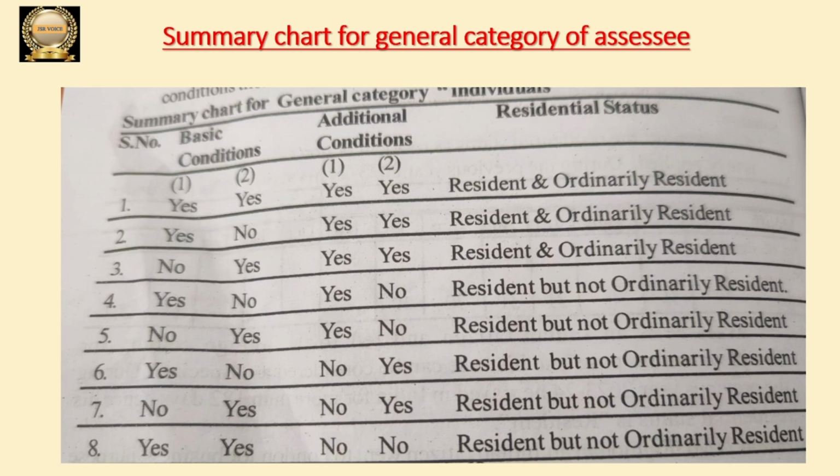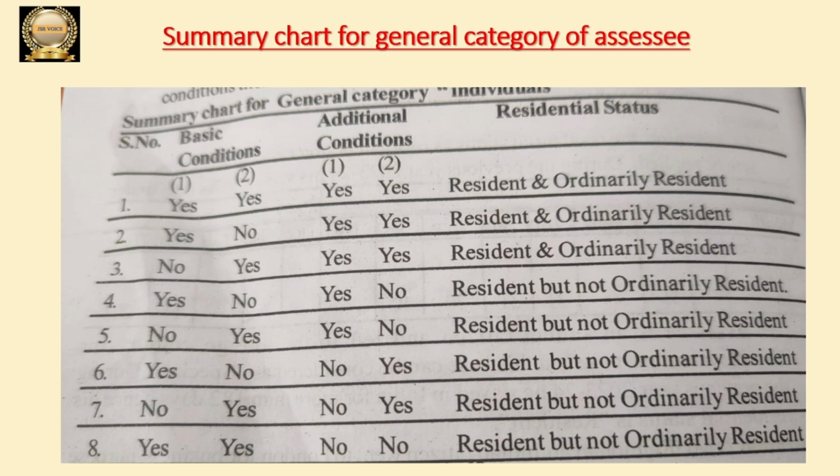Let us see the sixth one, basic conditions. The first basic condition, he is satisfying. Second one no. Anyhow he will become resident if he satisfies one basic condition. He will become resident, and we have to apply additional conditions. So in additional conditions, first one no, second one yes. So he is satisfying only the second one. Then he will become resident but not ordinary resident. If he wants to become resident and ordinary resident, both should be satisfied under additional conditions.